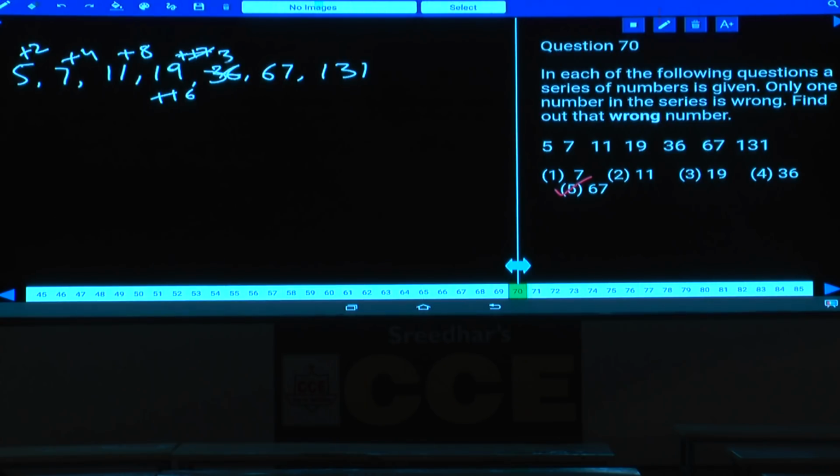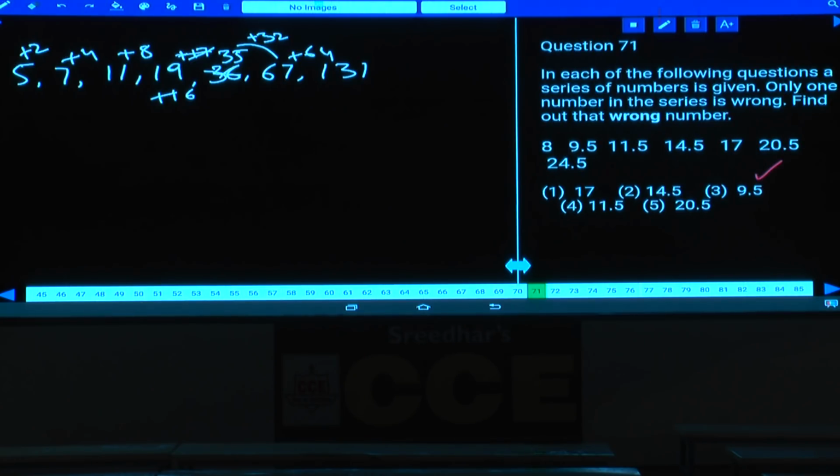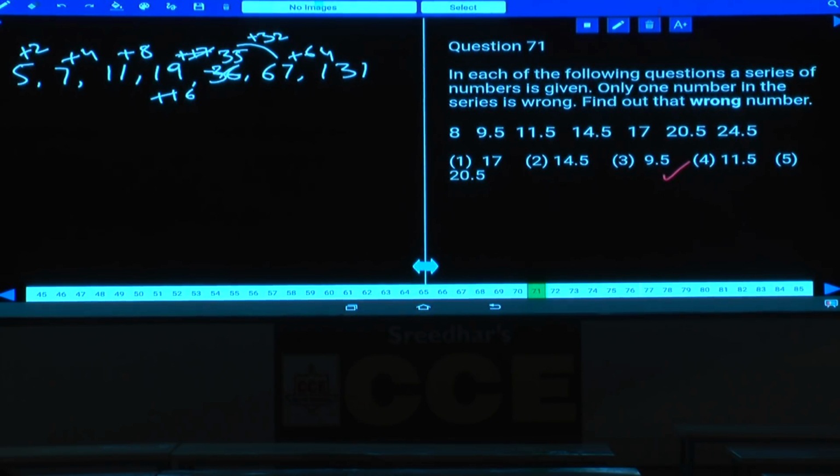If you take 35 here, then check out the difference between 35 and 67. What is the difference here? 35 and 67. So the next difference in the series 2, 4, 8, 16, 32. Are you getting this 32 here? 35 and 67, the difference between these two is 32 and the next difference is 64. Then what is the wrong number? 36 is the wrong number and the correct number is 35, choice 4. Question number 70 is choice 4, then 71.